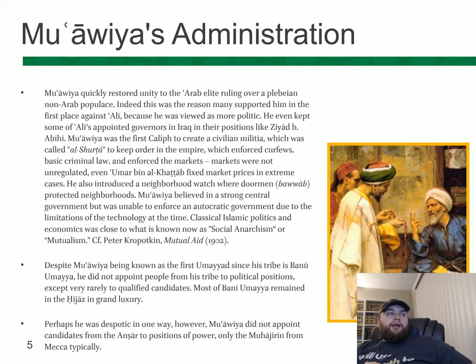And Muawiyah was authoritarian by ideology. He believed in a strong central government. However, you couldn't really enforce that in the medieval period, just due to the limitations of technology. Nowadays, we live in what's called the surveillance state, where they have technology to really monitor what each citizen does, and therefore an autocratic government can have a lot of power and control over an individual.